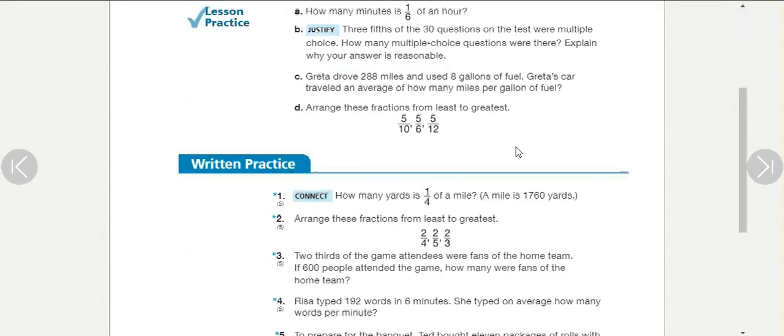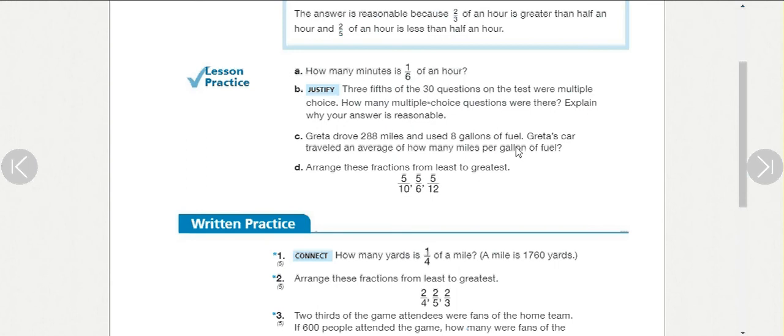Looking at lesson practice, you're going to use the first part of our lesson for A and B. And then do D, please. A, B, D.